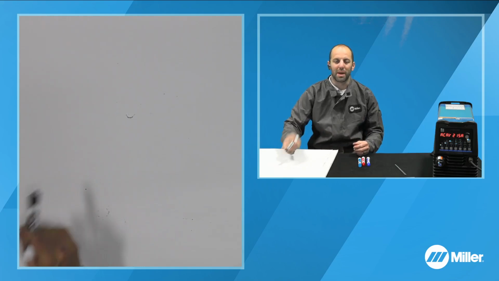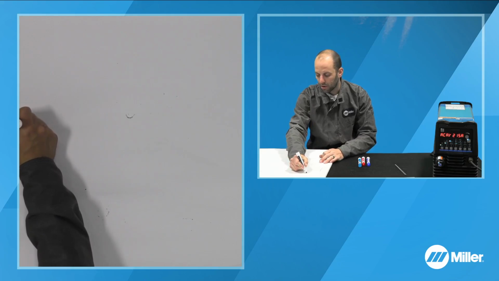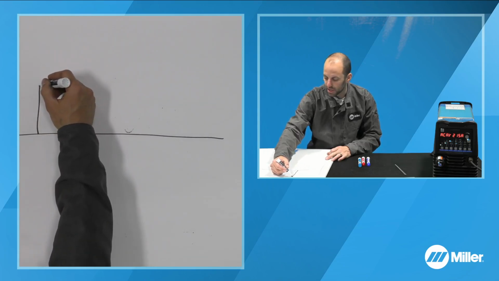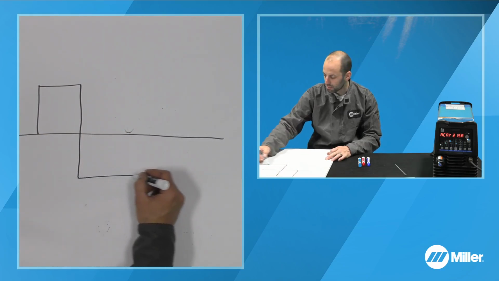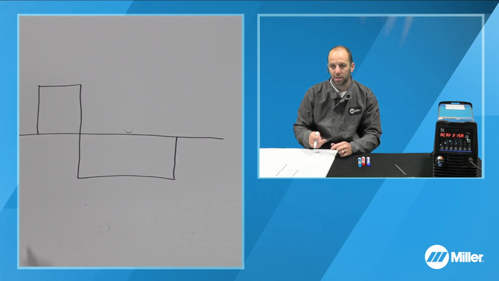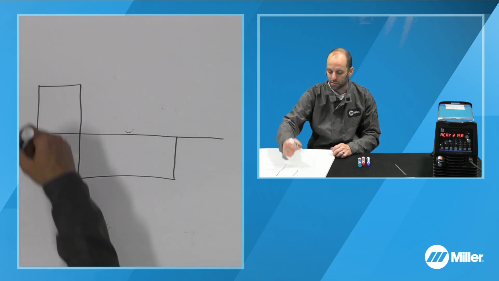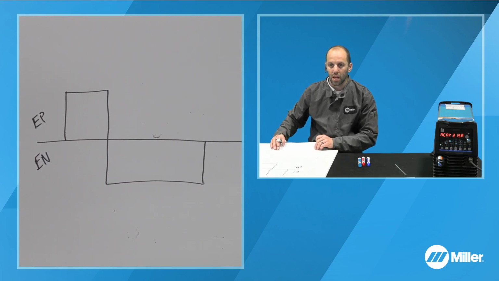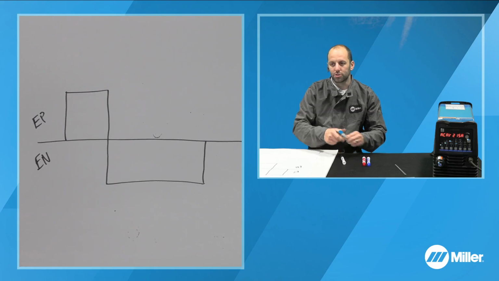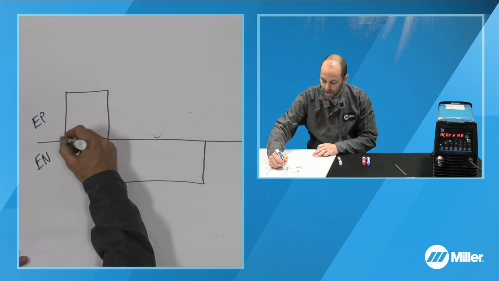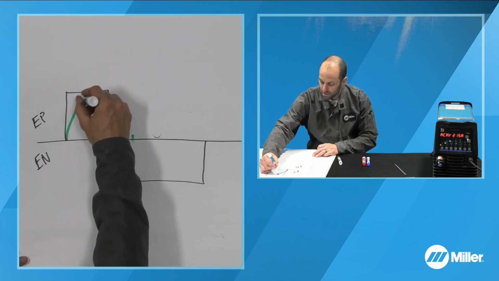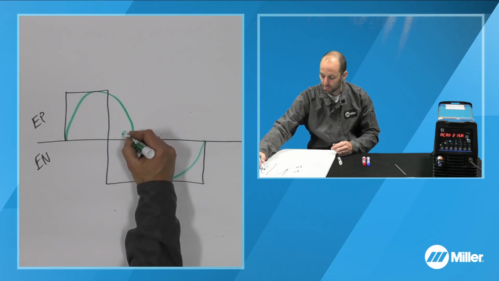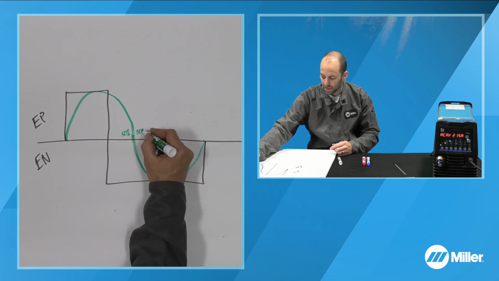So what is balance, you might say? Well, balance is going to be our ratio of time that we spend in electrode negative versus in electrode positive. This is a pretty important topic because this can really impact the quality of your weld. I'm just going to draw a couple things on here, electrode positive, electrode negative. So if we think about an old transformer-based power source, you actually had what would be a 50-50 balance. So you had 50% in electrode positive, and you had 50% in electrode negative.